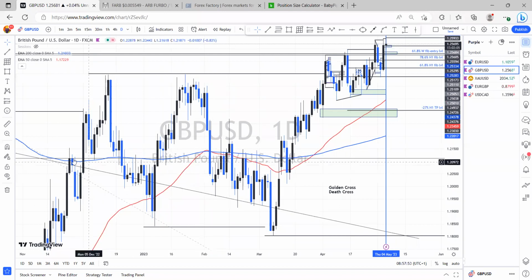So now, when the 50 EMA crosses the 200 EMA to the upside, we call it the golden cross. The golden cross.